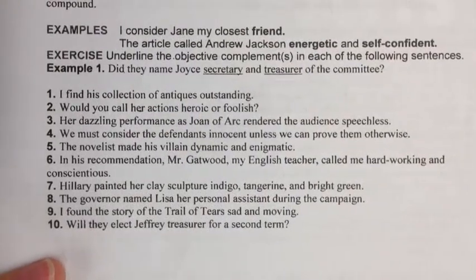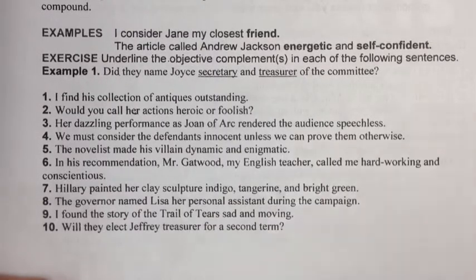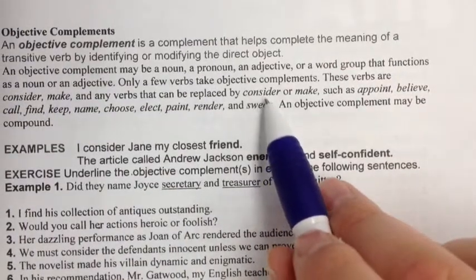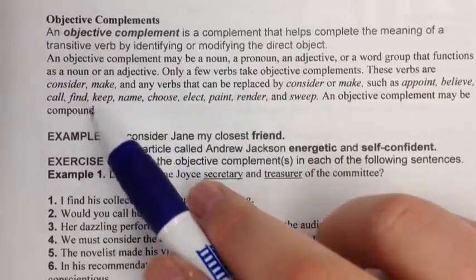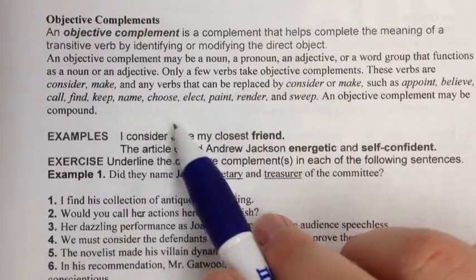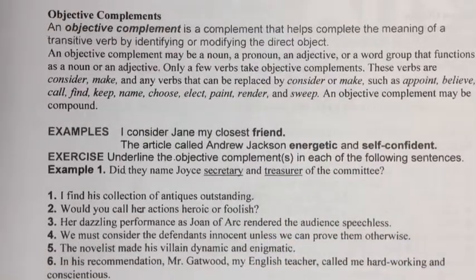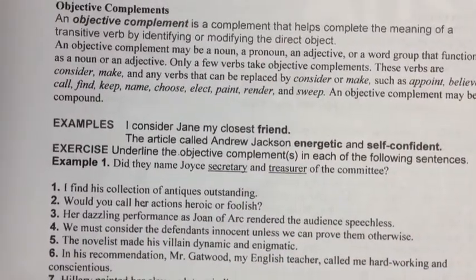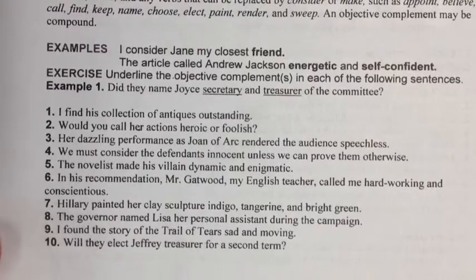Okay, so the objective complement is a word that comes after a direct object, and it completes the meaning of the verb. And they can only exist with 2 types of verbs. They can only exist with verbs that mean consider or make. And here's a bunch of them: appoint, believe, call, find, keep, name, choose, elect, paint, render, sweep. There are a ton of them. And they're usually going to be the last word of the sentence, and they're a describing word. And they describe the direct object by explaining how the action was done to it.